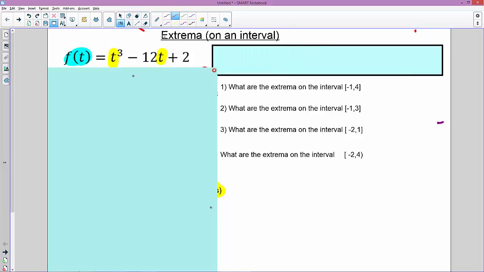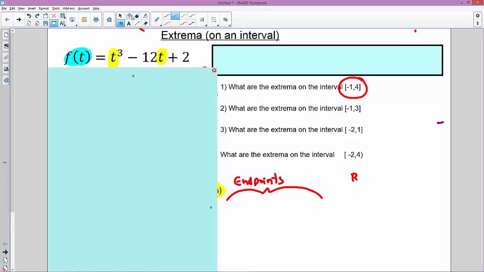Okay, we'll do the first one again, which we already know the answer for. If you remember, we had to check the endpoints. So we have to check the endpoints. That's easy enough.